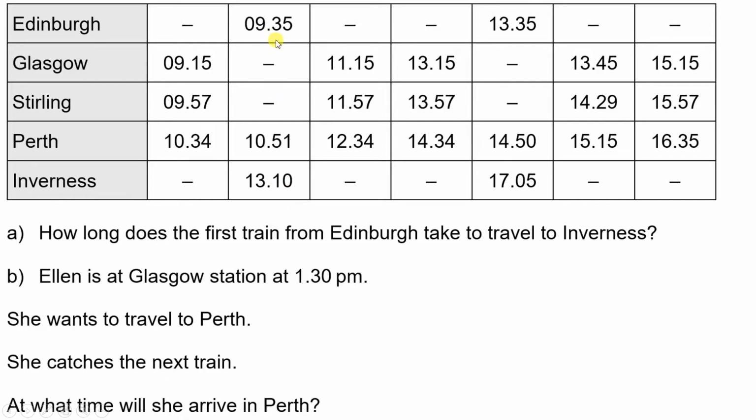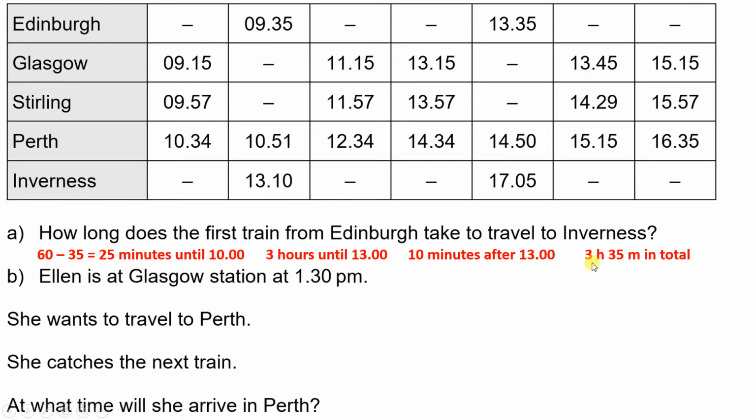So again, the way I would do this would be to think how many minutes until the next hour. Another 25 minutes will take you to 10 o'clock, because there are 60 minutes in an hour, take away 35, means another 25 minutes until 10 o'clock. Then it's another 3 hours until 13 o'clock, and then it gets in at 13:10, so it's another 10 minutes after 13 o'clock. So we need to add 25 minutes, 3 hours and 10 minutes, and that gives us our total: 3 hours and 35 minutes.